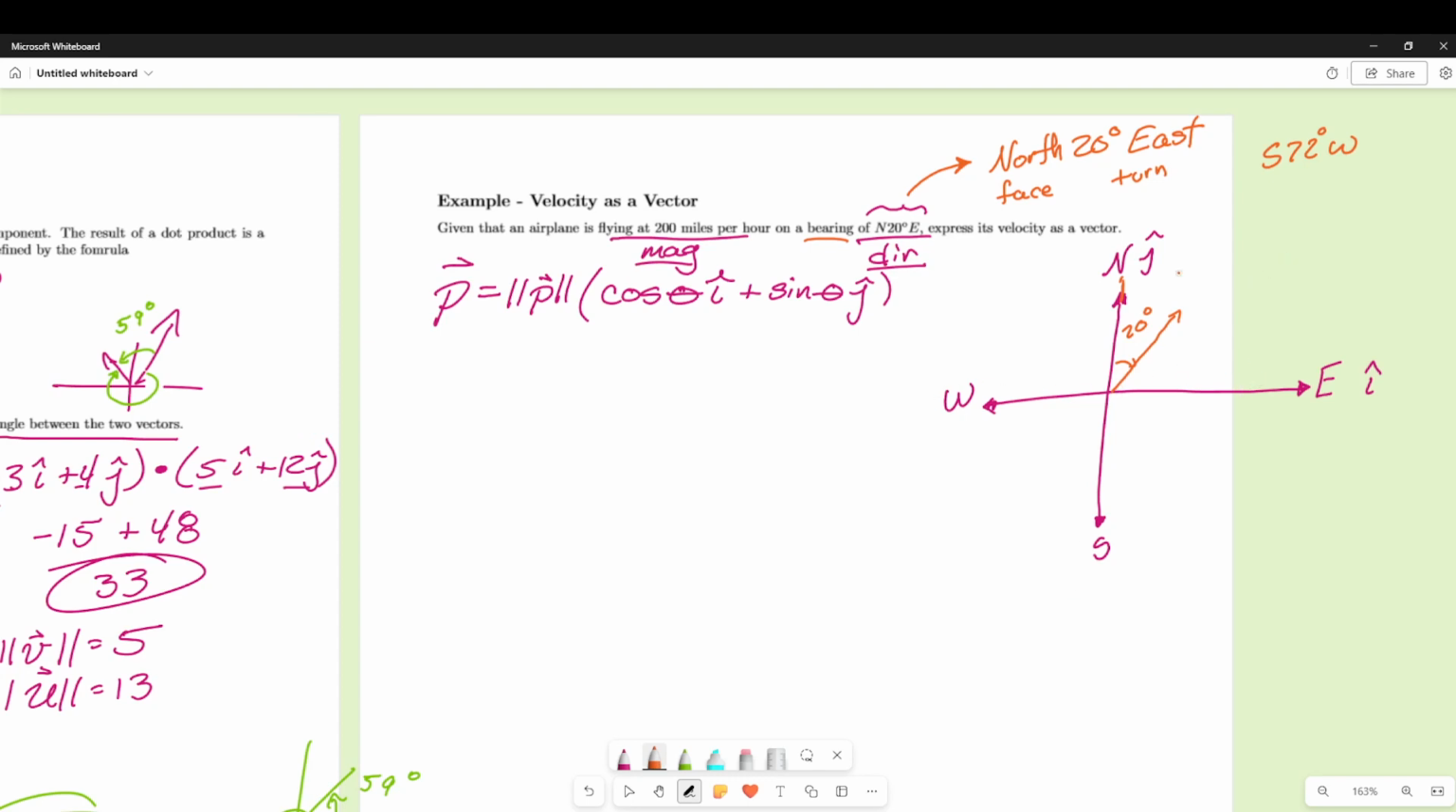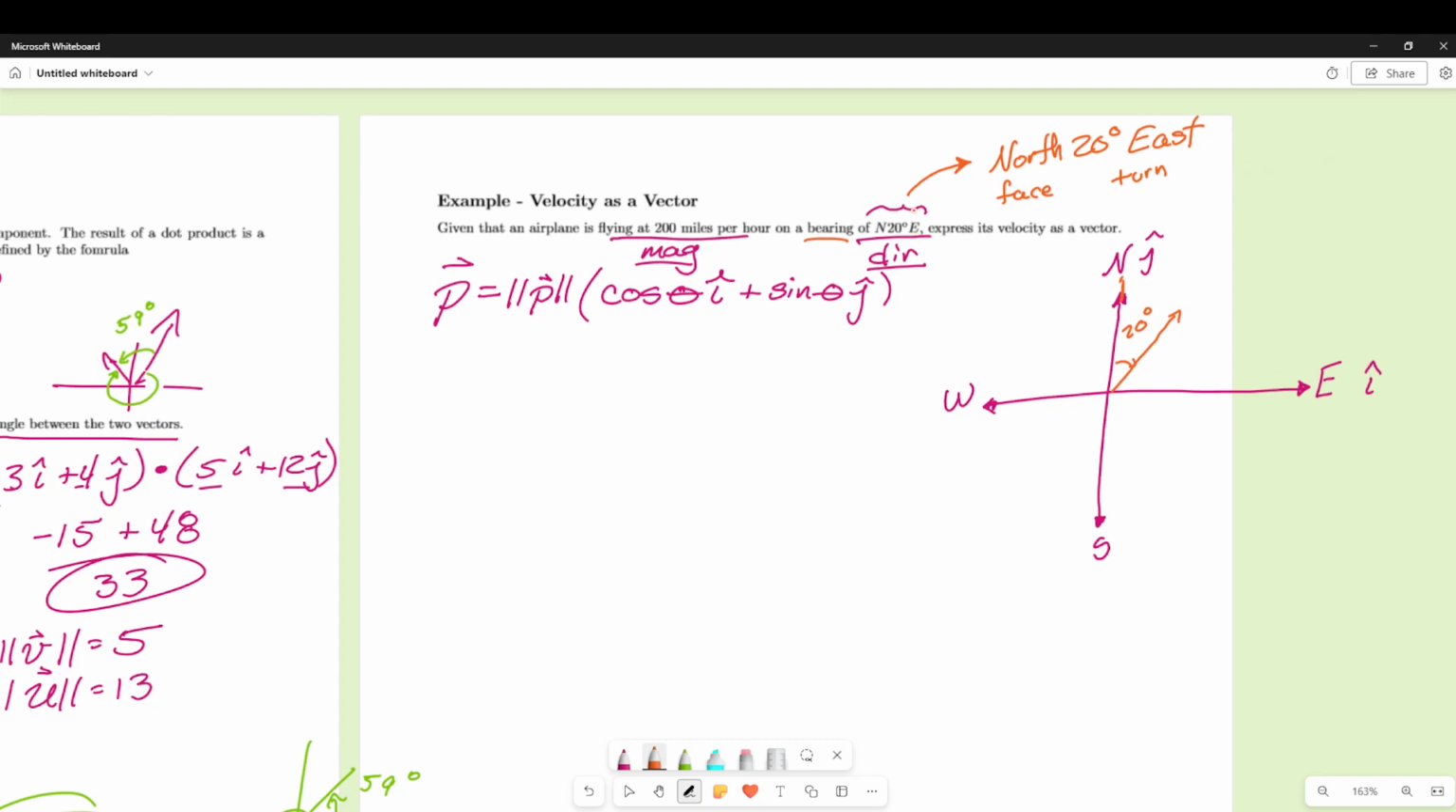Now, sometimes you'll hear somebody say face or bearing north 120 degrees east. And they go, okay, face north, turn 120 degrees towards the east, you're going this way. And that's totally reasonable. But south 60 degrees east would have been nicer. So that's really all bearings are. Face a particular direction, turn that many degrees in that direction.